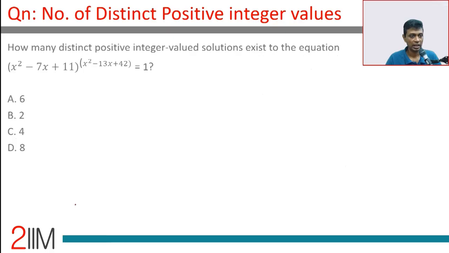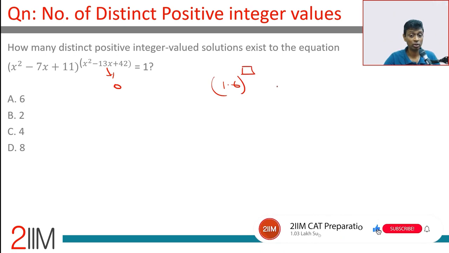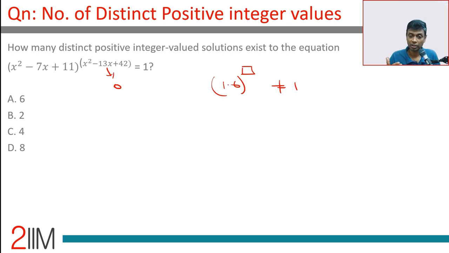(x² − 7x + 11)^(x² − 13x + 42) = 1. Sounds like an incredibly tough question. But think about this: any number to the power 0 is 1. So the exponent could go to 0. If you have a number other than 1 raised to a power, it cannot be 1 unless the power is 0, because a positive power keeps going higher and higher, and a negative power keeps it less than 1. The only other time a non-zero power can give us 1 is when the base is 1, since 1 to any power is 1.